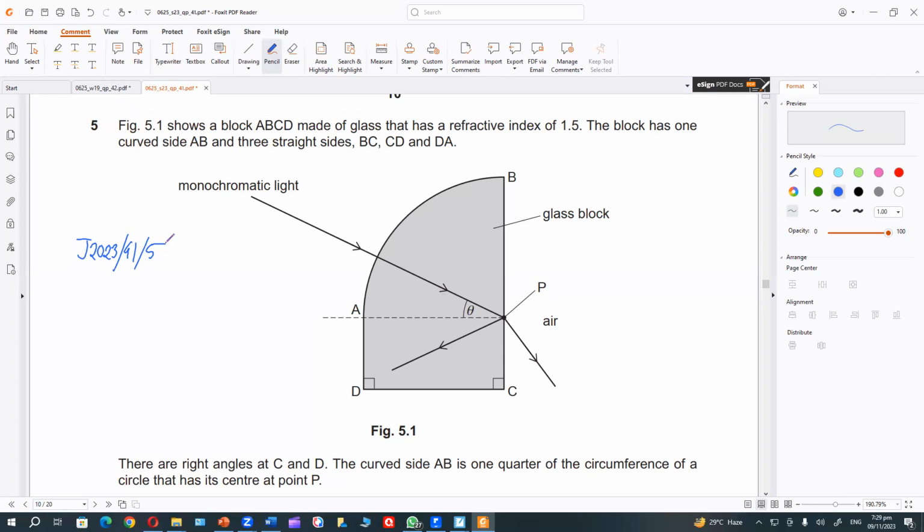The figure shows a block ABCD. You can see this block made of glass that has a refractive index of 1.5. The block has one curved side AB and three straight sides BC, CD, and DA.